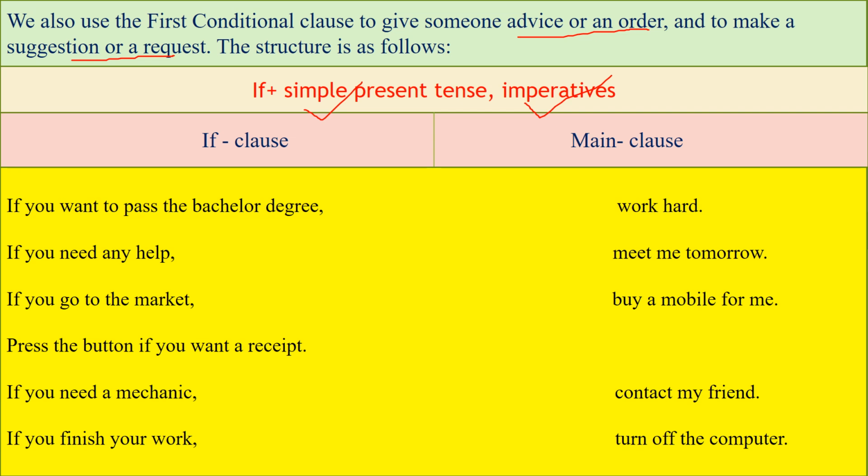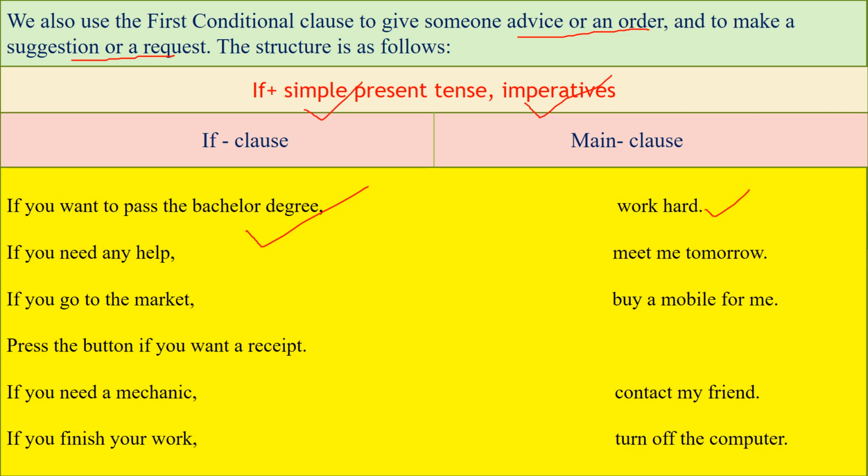What do we mean by imperative sentence? If we give order, permission, command, advice or suggestion to somebody, that is known as imperative sentence. And imperative sentence always starts with the main verb, such as go, play, help, take, sleep, ask, drink, speak, look, talk, etc. You can see here are some examples. If you want to pass the bachelor degree, work hard.